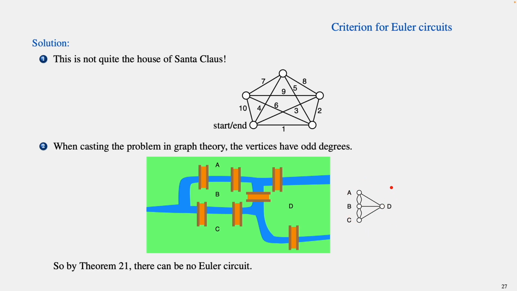Now this is the graph version of this. So you see there are 2 edges between some vertices here, so that's why it's called a multigraph. And by our theorem 21, we find that in fact there can be no Euler circuit because the vertices here do not all have even degrees. Actually, they all have odd degrees. So theorem 21 tells us that there's no Euler circuit.